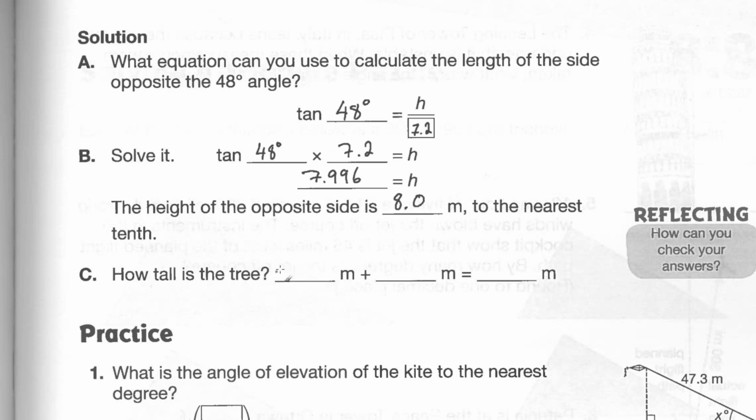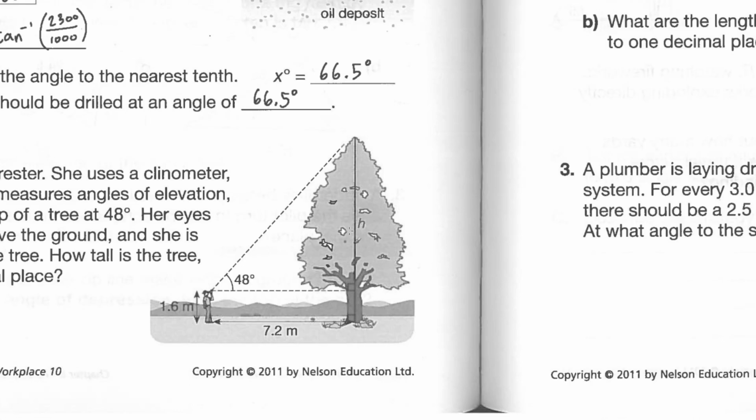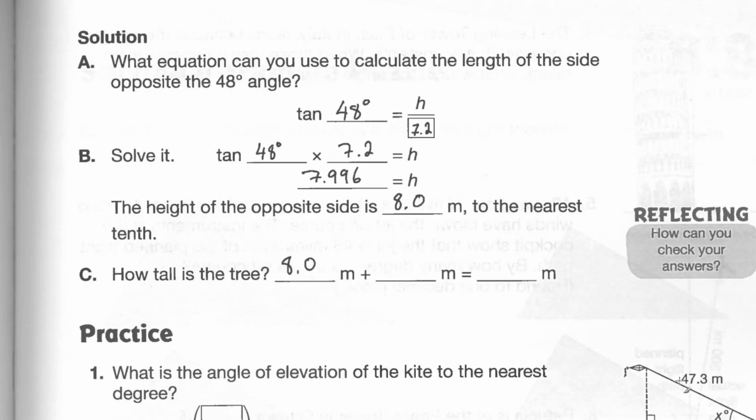How tall is the tree? Well, you'd think it's just 8.0 meters, but if we go back to the diagram once again, this H here is 8.0 meters. But we still have the additional 1.6 meters for her height, because this 8 meters is from her eyes. So we need to take those 8 meters and add an additional 1.6 meters, which gives us a total height for the tree of 9.6 meters.